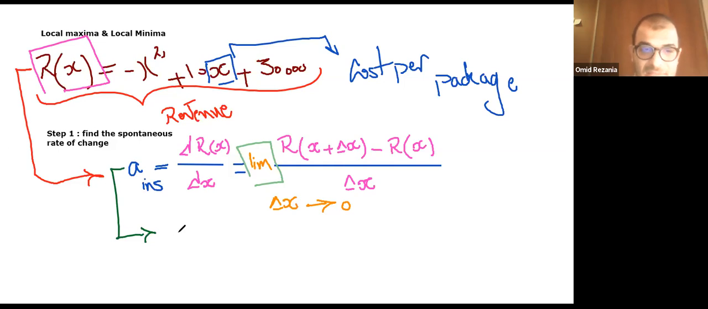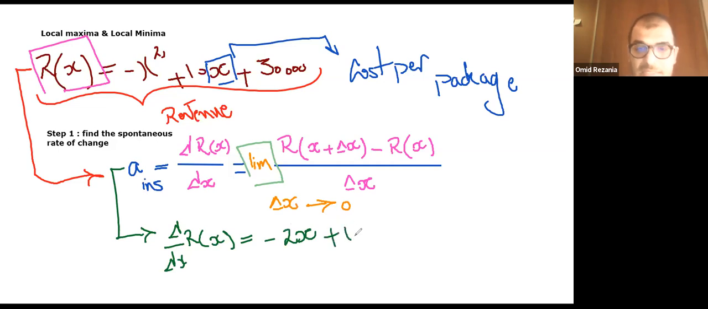It's going to be this. We say that d/dx of r of x becomes minus 2x plus 10. That's the model that you're expected to have from your answers, from the things which you have done.